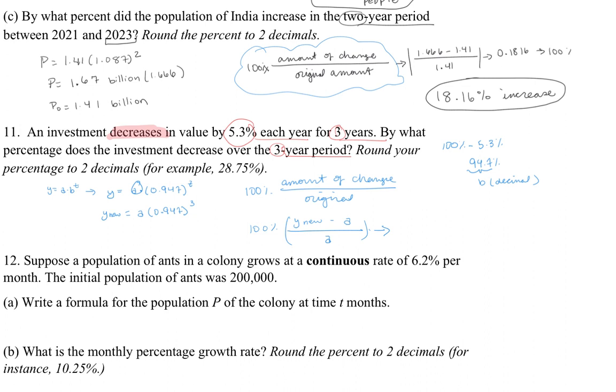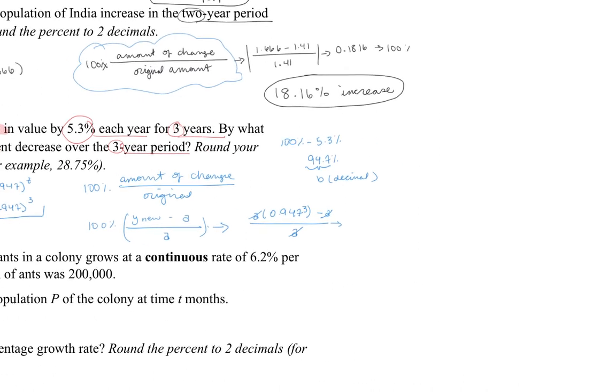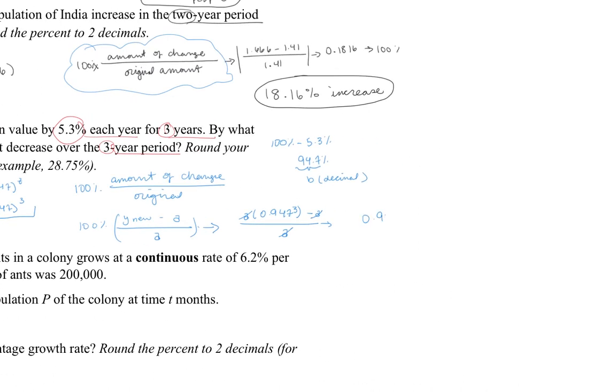So we know our y new is this a times 0.947 cubed, minus we know our initial was just a, over our original, which was just a. Each of these has an a, so we can actually get rid of the a's here, which makes our whole thing turn into 0.947 cubed minus 1. Seems simple enough, right? And then all of that needs to be multiplied by 100% to make it a percentage.